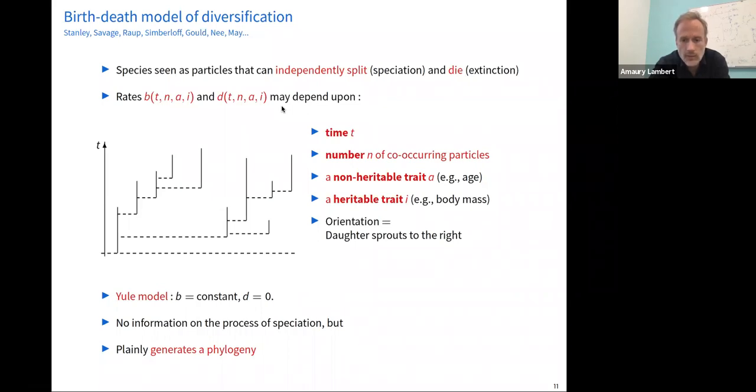The most celebrated model of such a birth-death process is the Yule model, also called the pure birth process, where B is constant and D is zero, no extinction. As you can see, in this model there's no information on the process of speciation, but a very nice feature is that it plainly generates a phylogeny from the knowledge of births and deaths occurring through time.